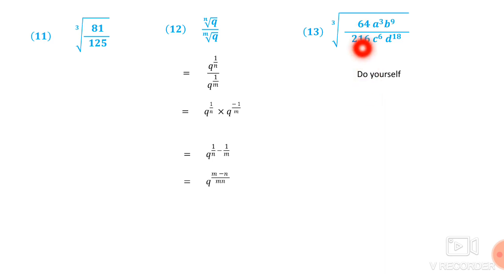This 64 and 216 can be reduced, or you can find the factors. The same happens here, you can find the factors, write them as a power. Now apply the whole exponent 1 upon 3 and then solve it. The remaining part, you have to do it yourself.